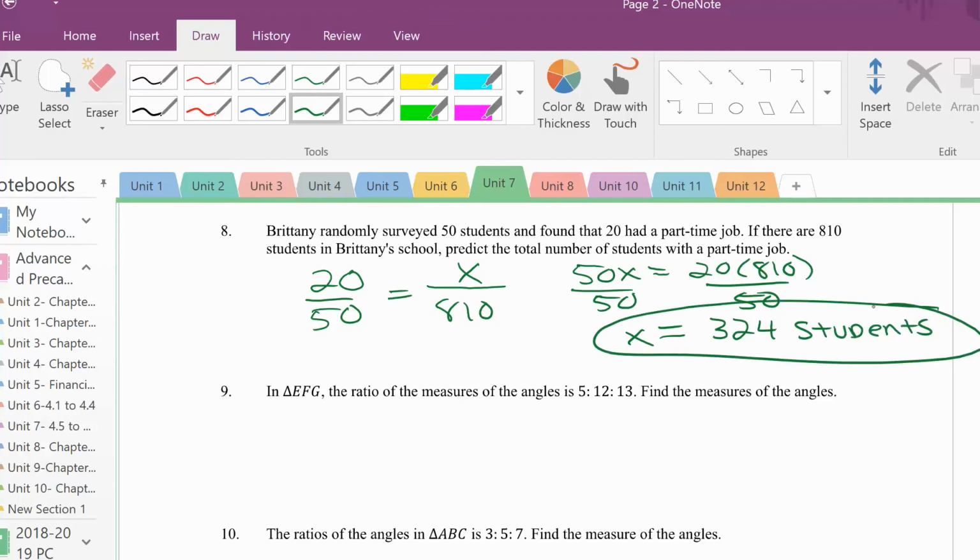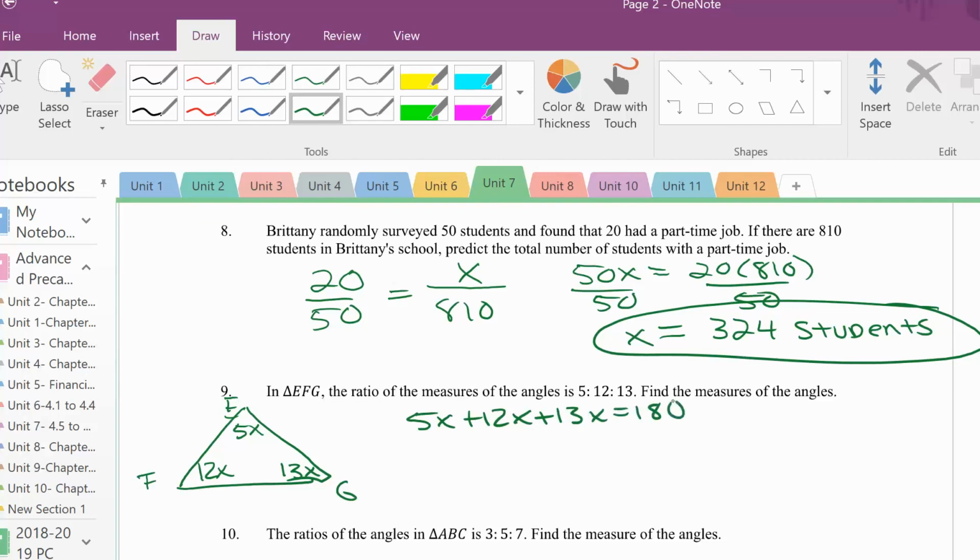All right, so in triangle EFG, the ratio of the measures of the angles is 5 to 12 to 13. Find the measure of the angles. Well, think about it this way. In EFG, it's 5x, 12x, 13x, and we know that all the angles add up to 180, so 5x plus 12x plus 13x. So then 17 plus 13 is 30x equals 180.